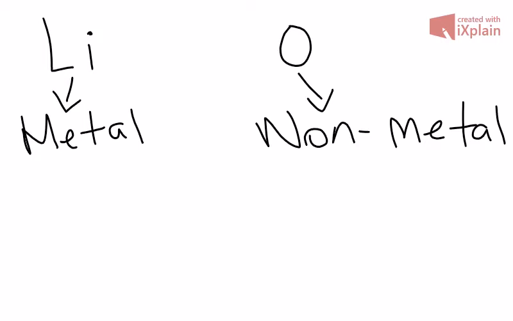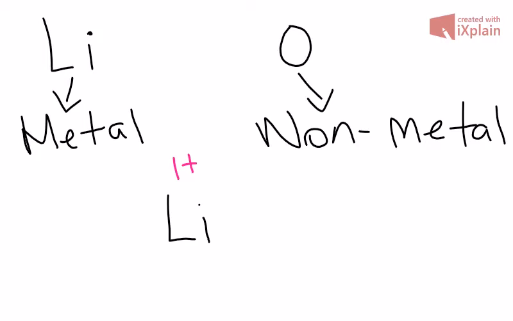The first thing I'm going to do is write the formula, or the symbol rather, for lithium with its ionic charge on the top. So the ionic charge of lithium is 1+. And remember, the ionic charge comes from the element wanting to have a full valence shell, so it will either gain or lose electrons depending on how many it has in its valence shell. We learned that a few days ago.